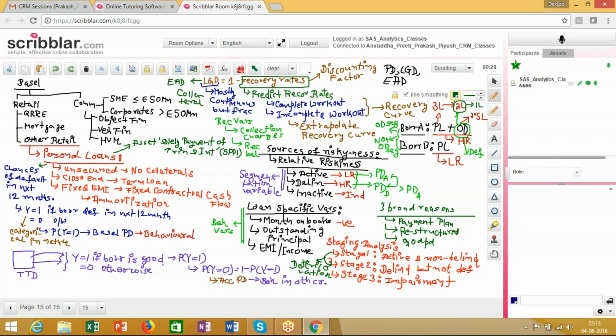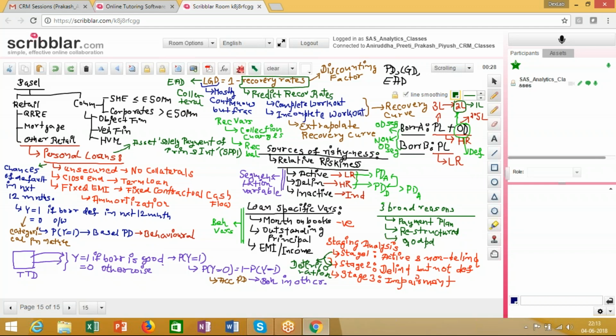IFRS 9, since it's a very specific provision, is a provision-driven or reporting-standard-driven model. What it tells us is that if you have to keep aside a certain amount of expected loss from your account, keeping it aside for just the next 12 months doesn't make much sense. You need to be very preemptive and very conservative in your provisioning policy.